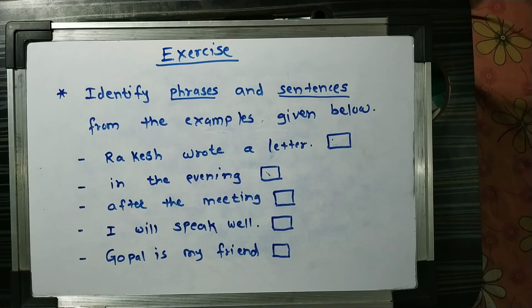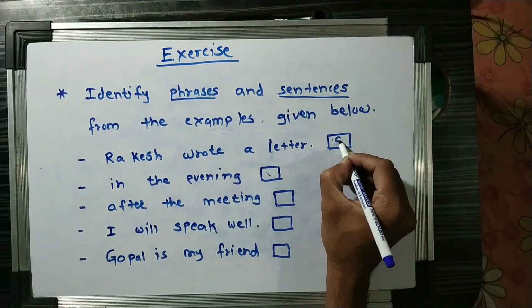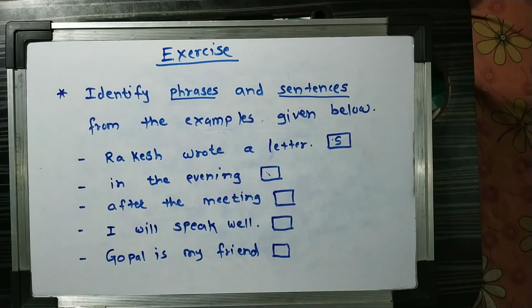Some examples are written. The first example is Rakesh wrote a letter. Now after reading this group of words, are we getting meaning? Of course we are getting meaning, and the meaning is complete, means we are able to get complete sense. So the first group of words is a sentence. So let me put yes in the box to indicate that it is a sentence.